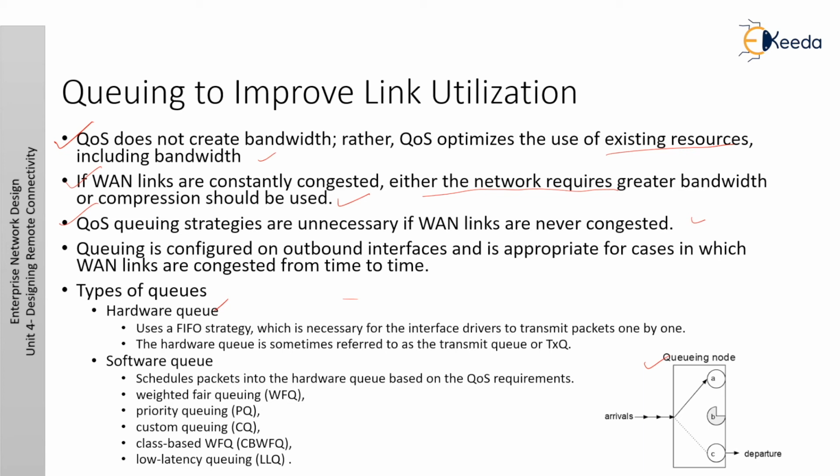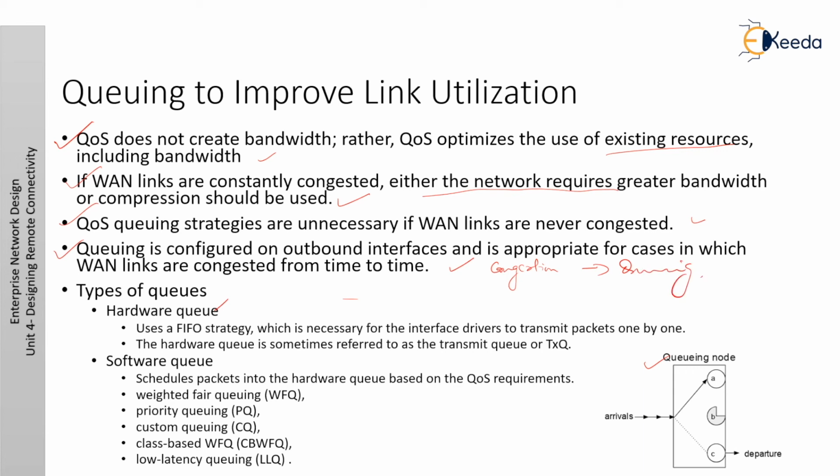Queuing allows network administrators to manage the varying demands of applications on networks and routers. When positioning the role of queuing in a network, the primary issue is the duration of congestion. Queuing is configured on outbound interfaces and is appropriate for cases in which WAN links are congested from time to time. So whenever congestion is there, we implement queuing.